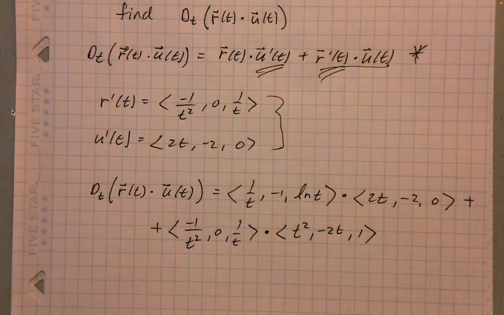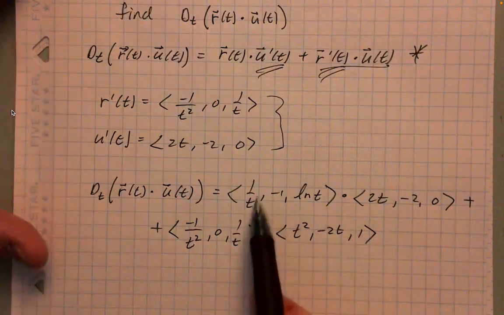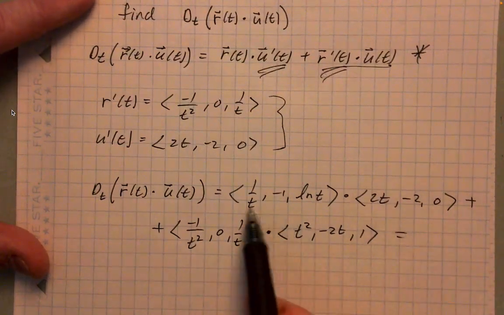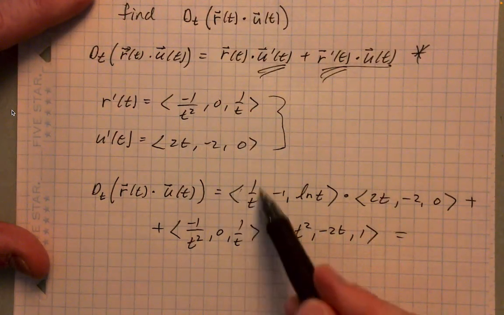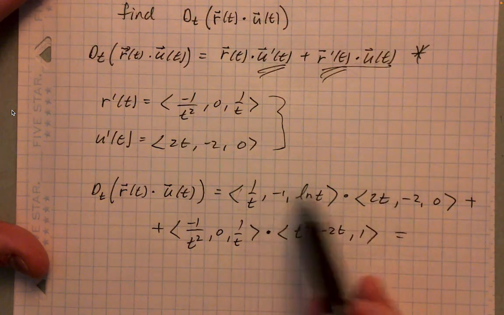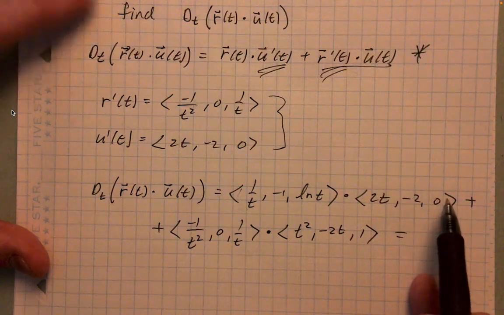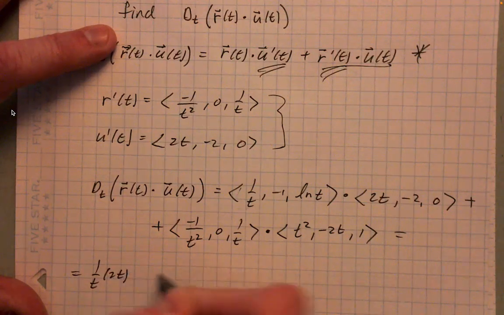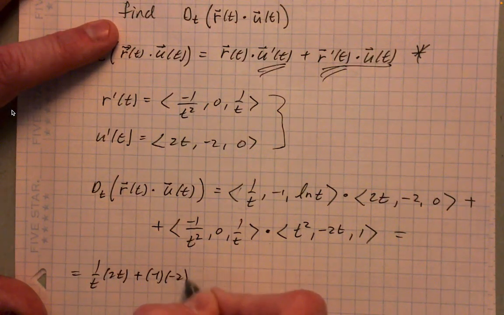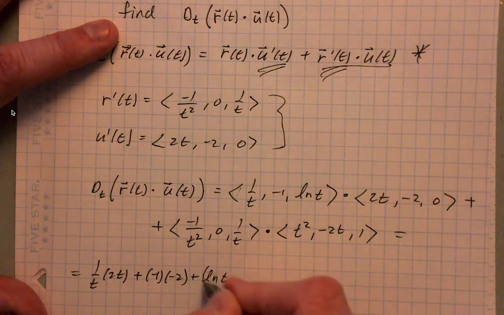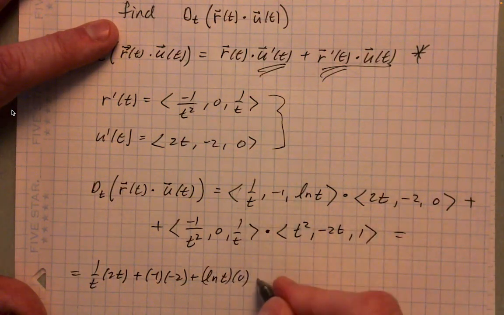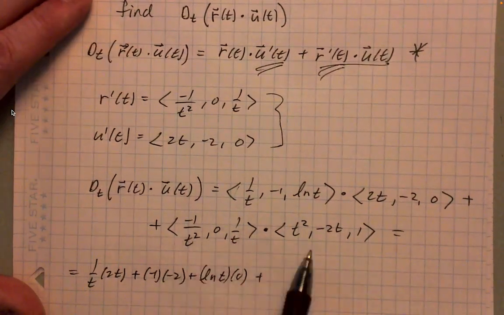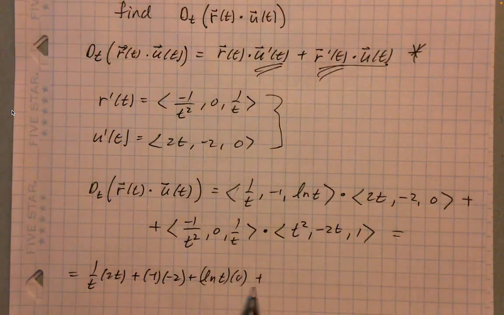Okay, so this maybe looks like total chaos, right? But these are just vectors. Instead of numbers like we're used to, they're functions. But this is straightforward. So the dot product, this first one, is going to be 1 over t times 2t plus negative 1 times negative 2 plus natural log of t times 0. All right, so we can just write all that out. That's these two, and we have to add to that this one. Same exercise though. The dot product is just component-wise multiplication. It's basically a sum product of the components.